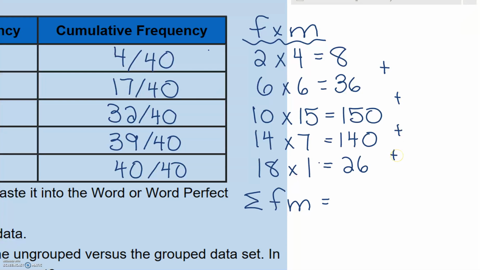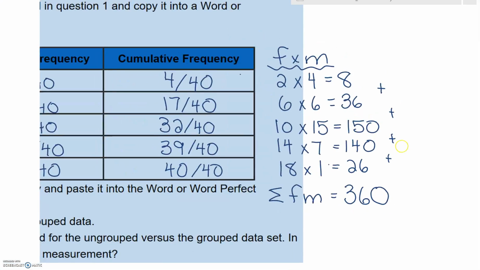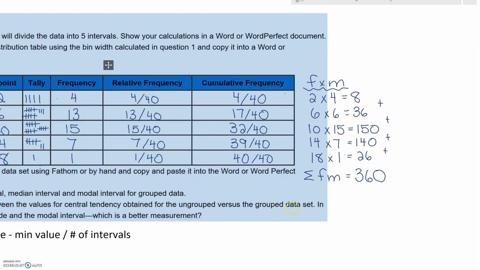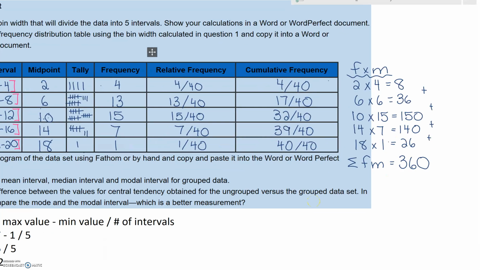40 plus 26. 360. How much? 360. Are you sure? 8 plus 36 plus 150 plus 140 plus 150 plus 26. Yeah, I think. Yeah, okay. Okay, so we have the sum of all our frequencies times the midpoints.